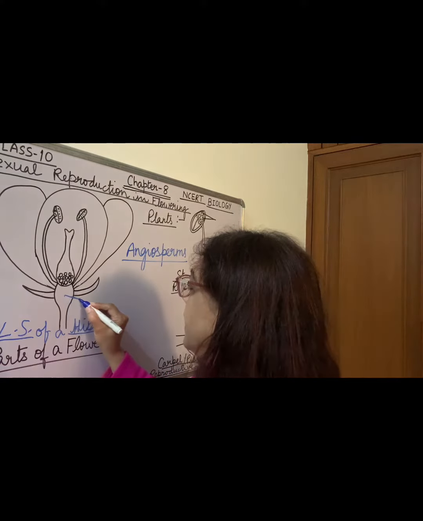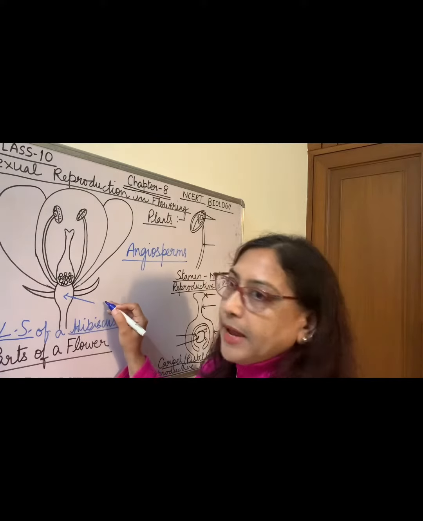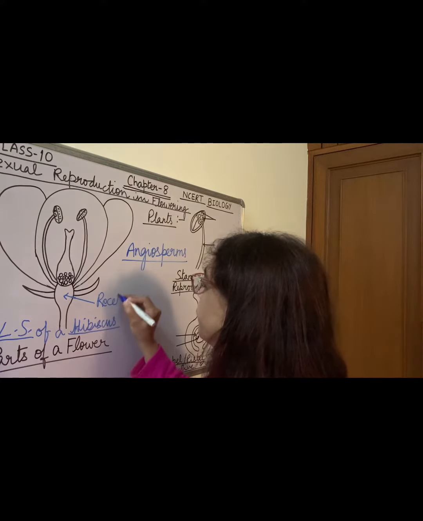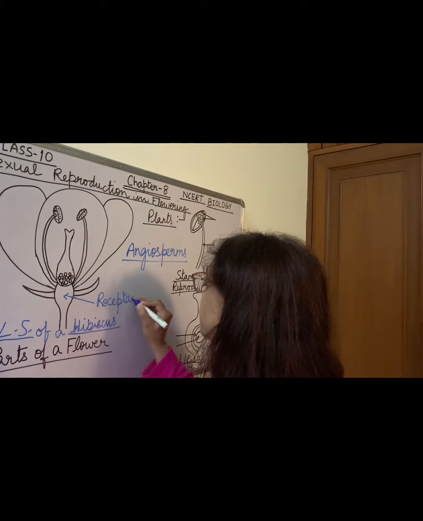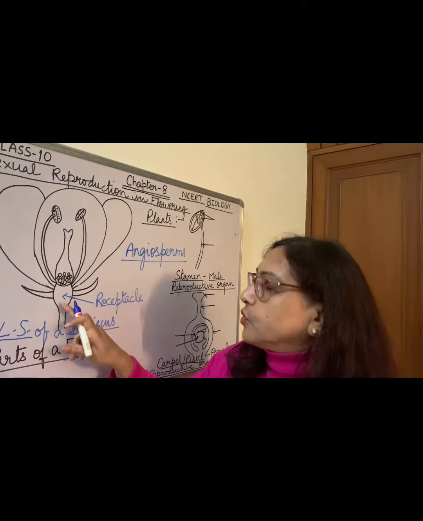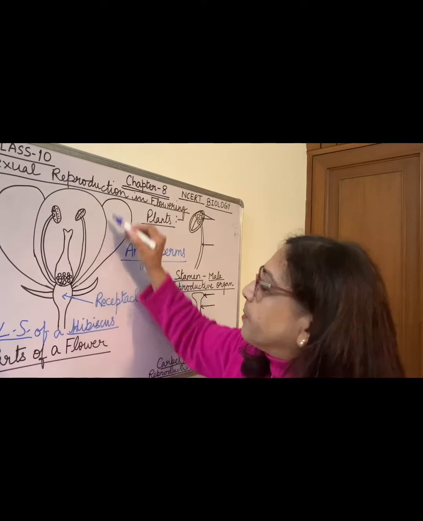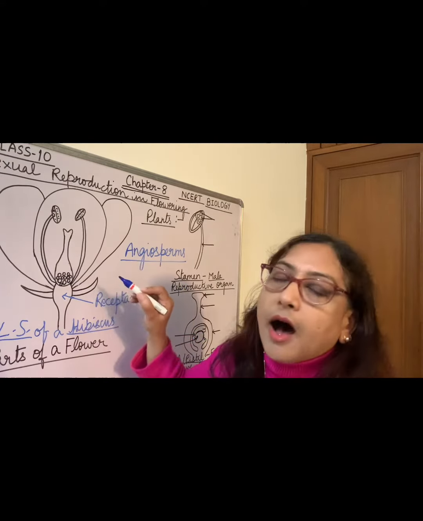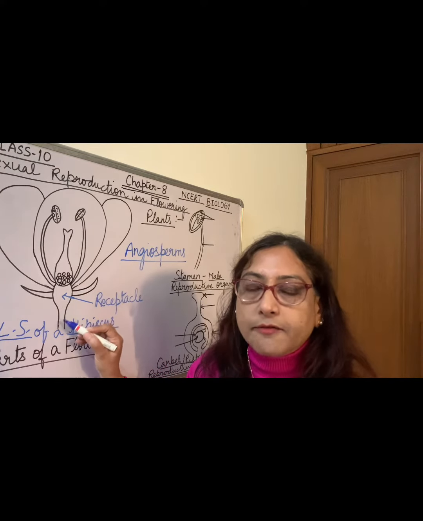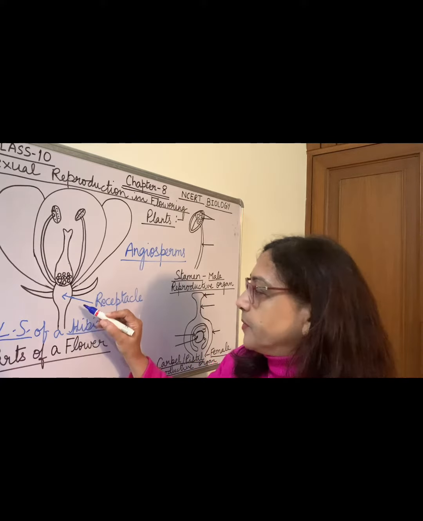The first part is this swollen base. This swollen base is known as receptacle. So to this swollen base, as you can see, all the other parts of the flower are attached. So receptacle is the swollen base of the flower to which all the parts of the flower are attached.